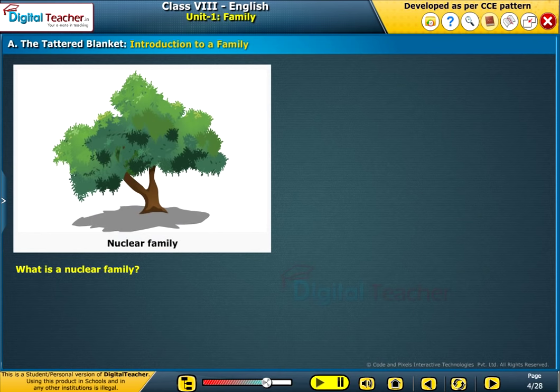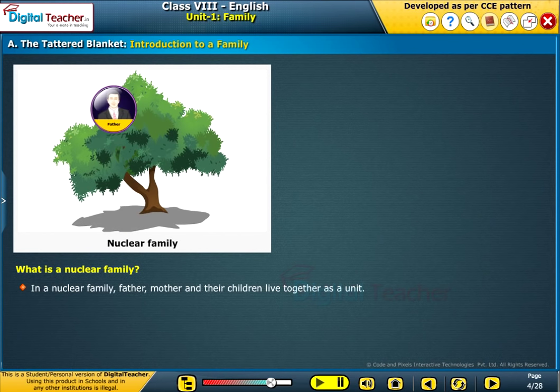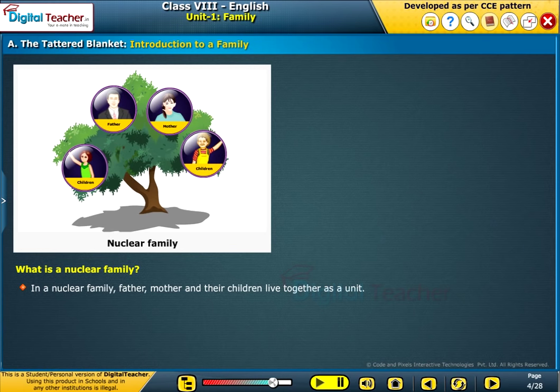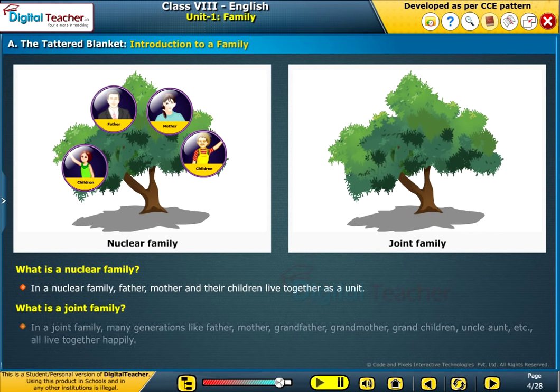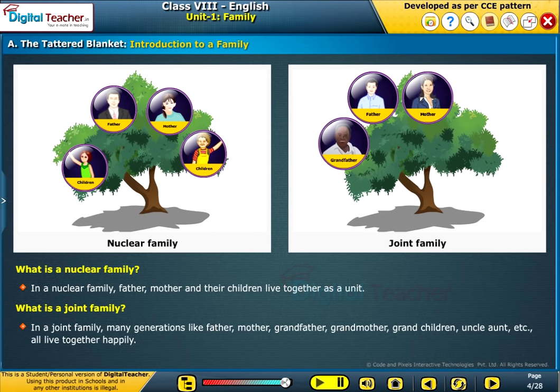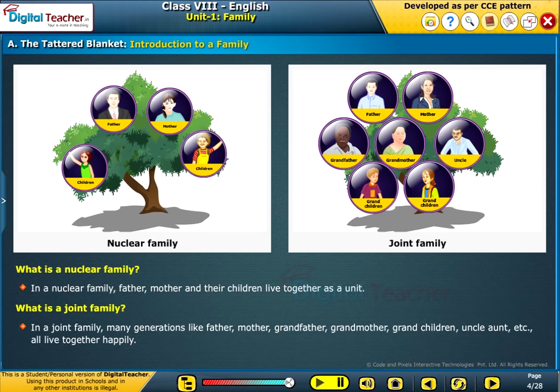What is a nuclear family? In a nuclear family, father, mother, and their children live together as a unit. What is a joint family? In a joint family, many generations like father, mother, grandfather, grandmother, grandchildren, uncle, aunt, etc. all live together happily.